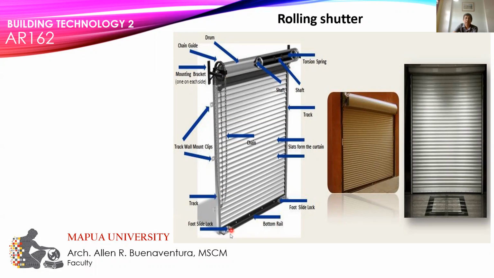And there's also a foot slide lock. This is very important. If you want to lock the door from the outside, you need to put a foot slide lock. If this is motorized, there is no need for a lock because the electric motor will lock the shutter. So you cannot push it upward if this is an electronic type or mechanical motor control.